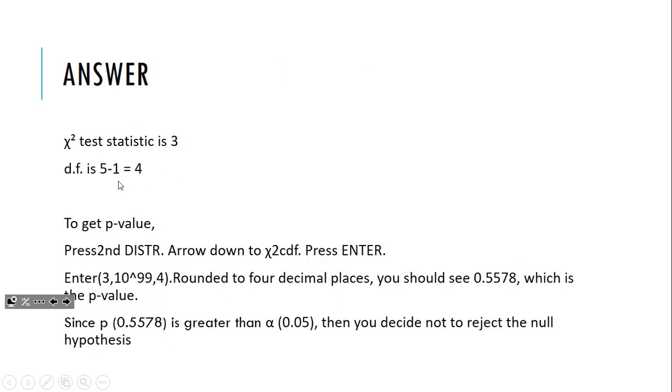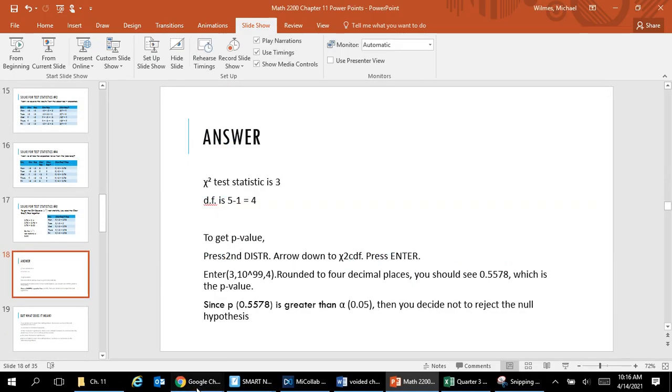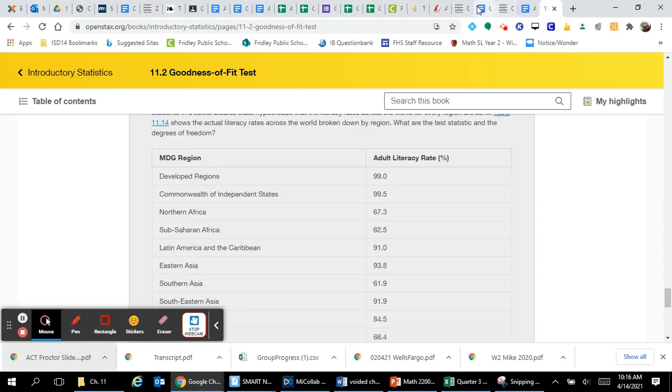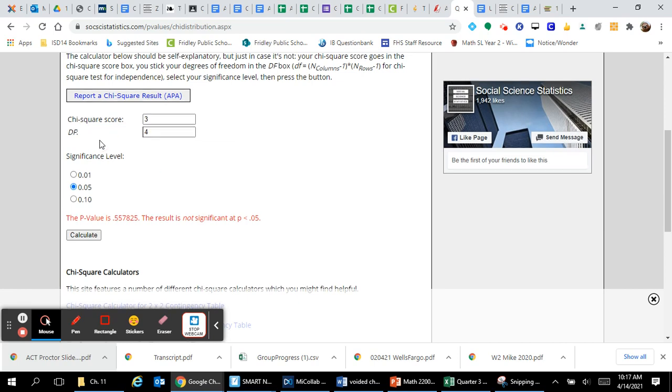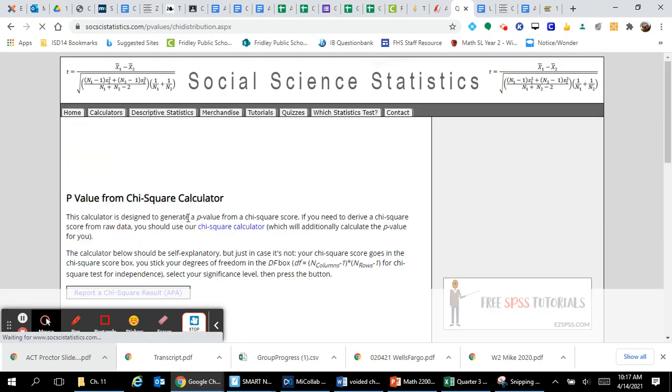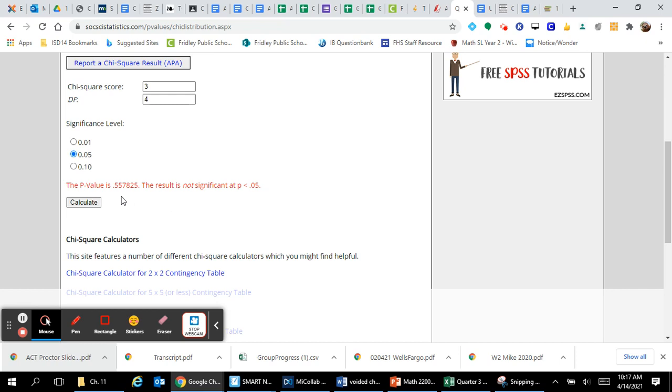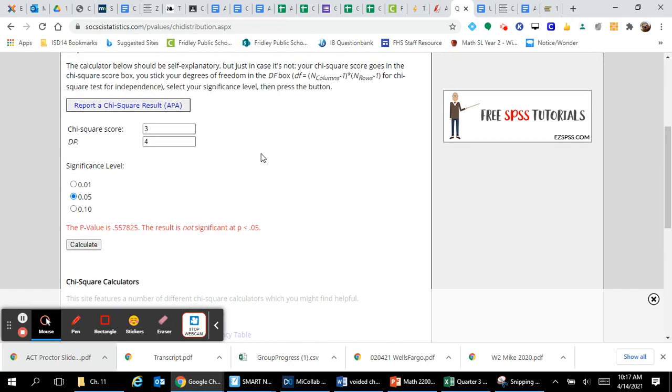Our degrees of freedom is the number of categories, 5 days, minus 1, which is 4. So we use this information: test stat 3, degrees of freedom 4. I take that into my calculator, tested at the 0.05 level. And it tells me the p-value is 0.55, so not significant. So this is actually very common. So apparently there's not enough data to support our claim.